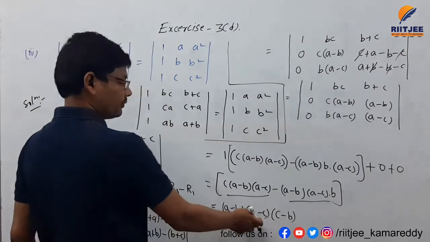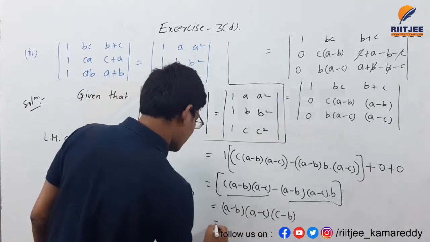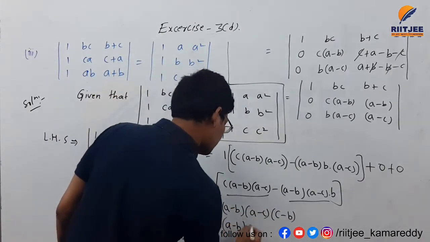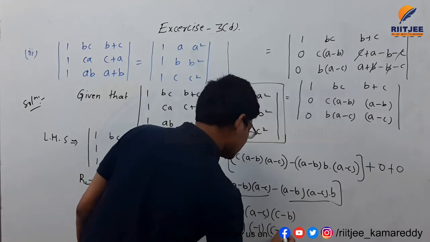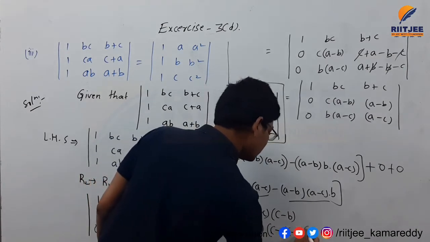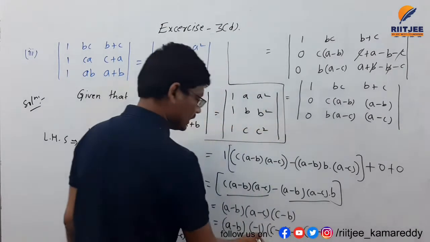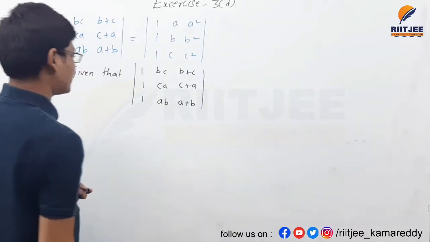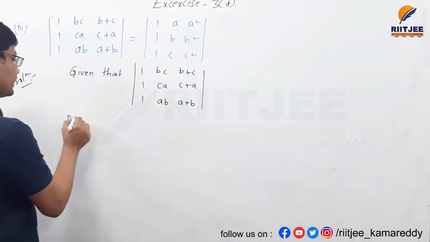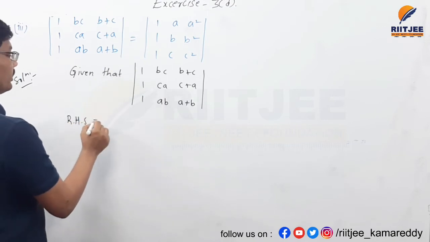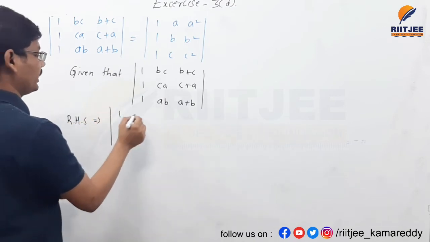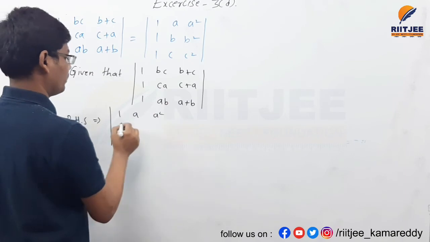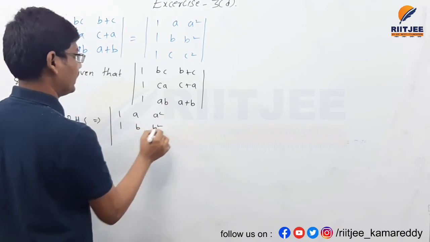Here if you observe A minus B and A minus C, C minus B. I am taking minus as common, A minus B, here minus as common, it will become C minus A, here minus 1 as common, B minus C. So minus 1 into minus 1 will become plus 1. Here LHS is proved.